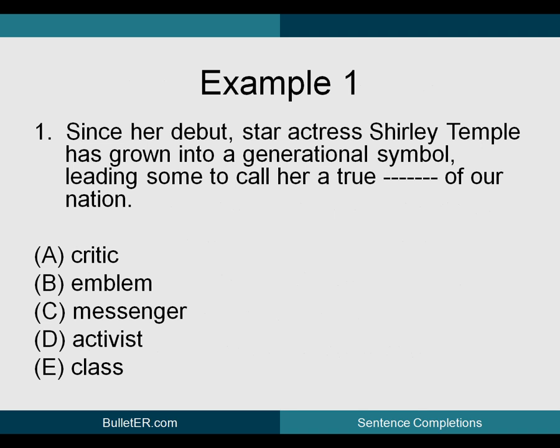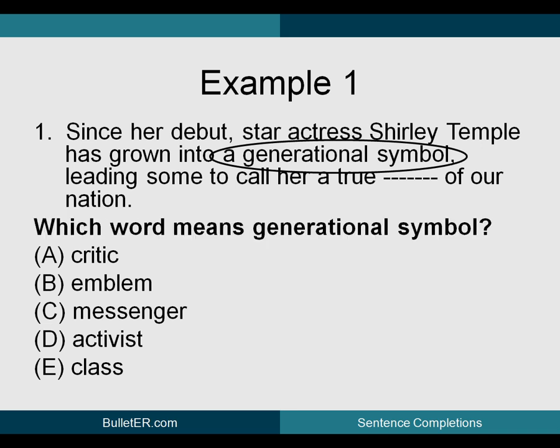The question is, since her debut, star actress Shirley Temple has grown into a generational symbol, leading some to call her a true blank of our nation. The clue here is a direct definition and really jumps out here. A generational symbol. We circle this clue to focus our attention and then reword it into a question. Which word means generational symbol?